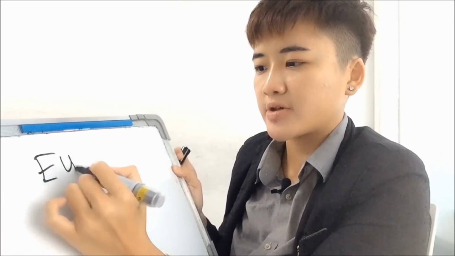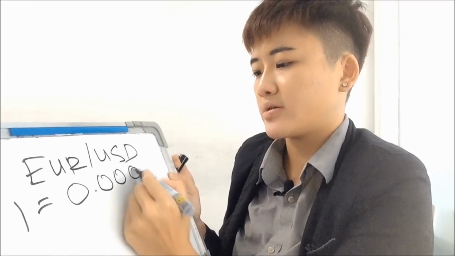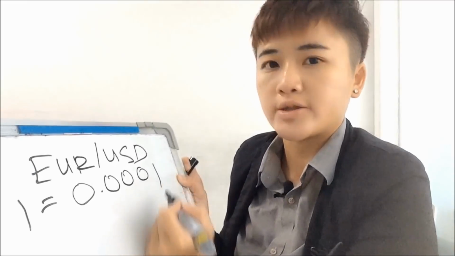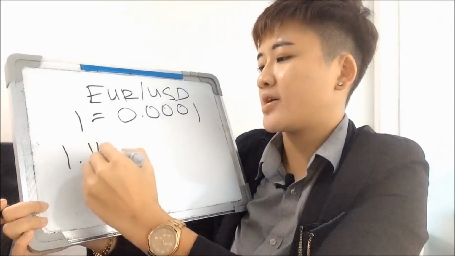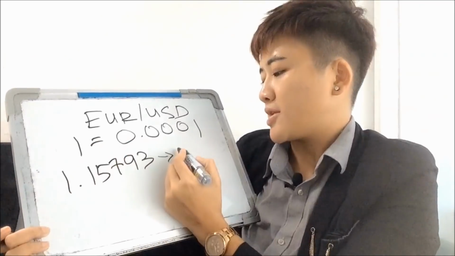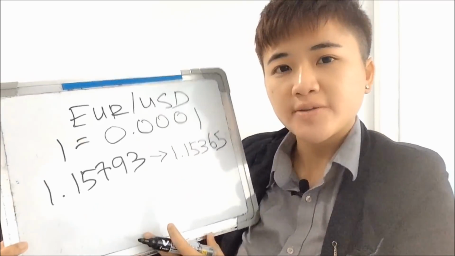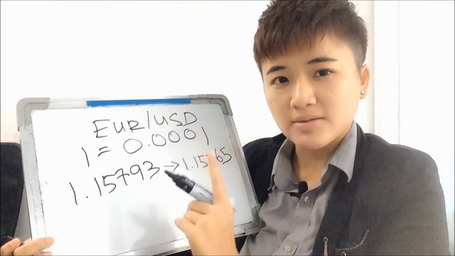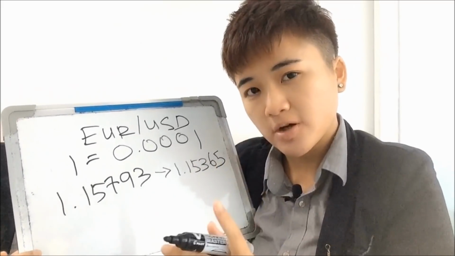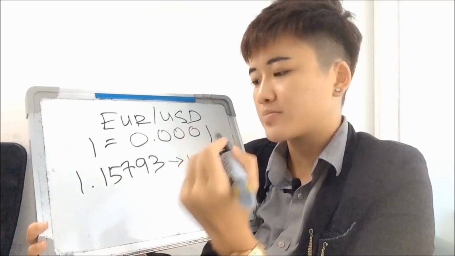Today, if I take euro dollar, it would be quoted in 4 decimal places, 0.0001. So let's say you make a sell trade at 1.15793, and then you take your profit at 1.15365. How many pips did you just harvest? Same thing again, we ignore the last number because most MT4 platforms have an extra number at the back, unless you're using a different platform or broker.